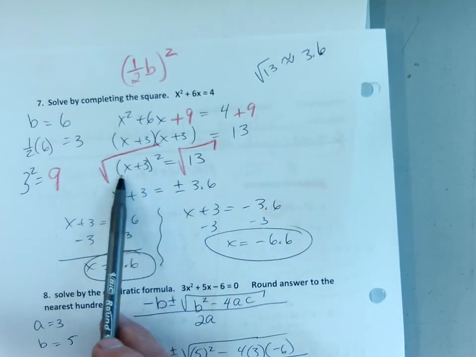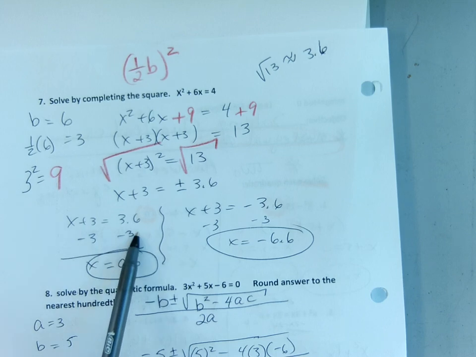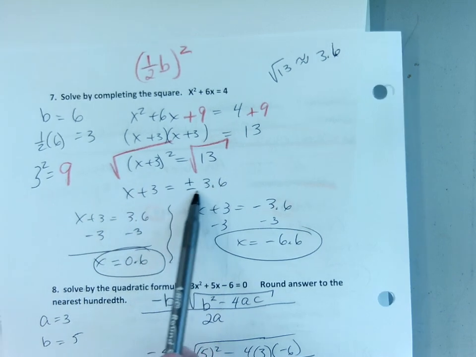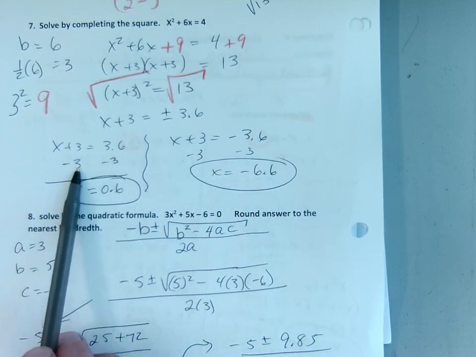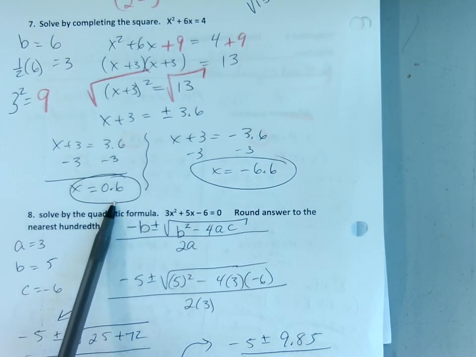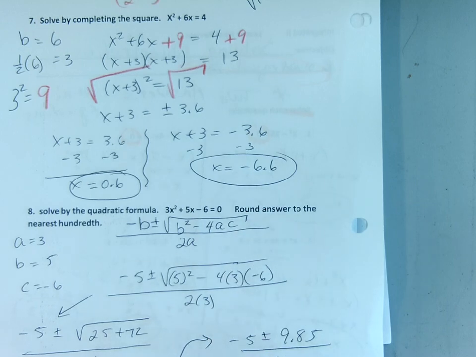I have an x plus 3 equals 3.6, and an x plus 3 equals a negative 3.6. Then I solve my two mini equations. Minus 3, minus 3, and I get 0.6. I go minus 3, minus 3, and I get a negative 6.6.